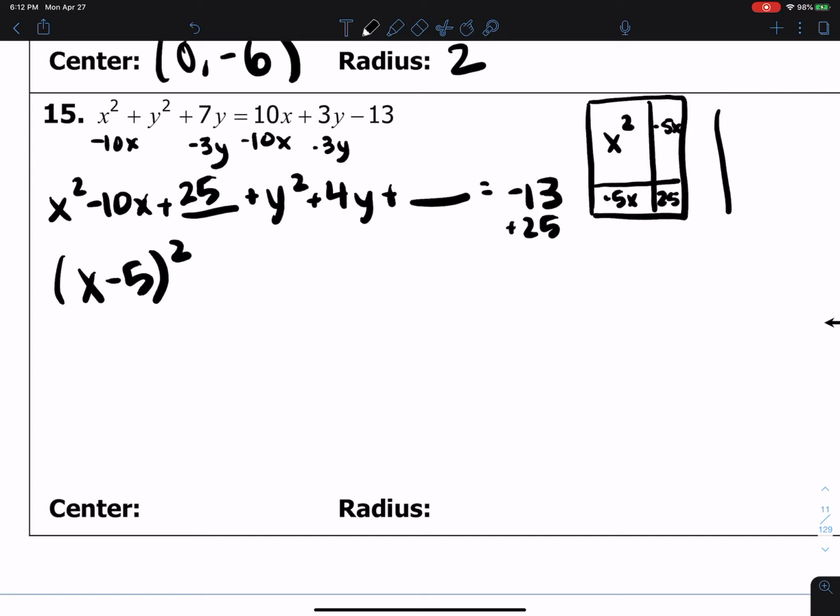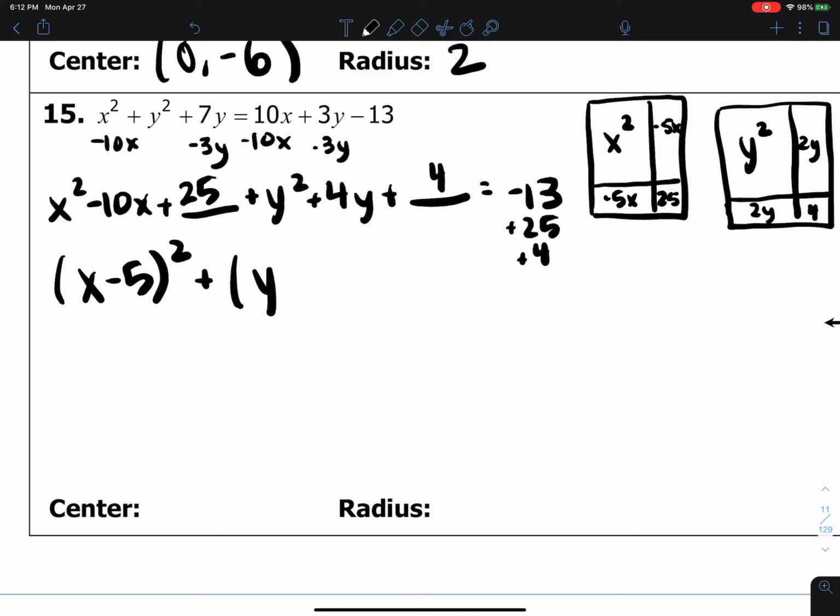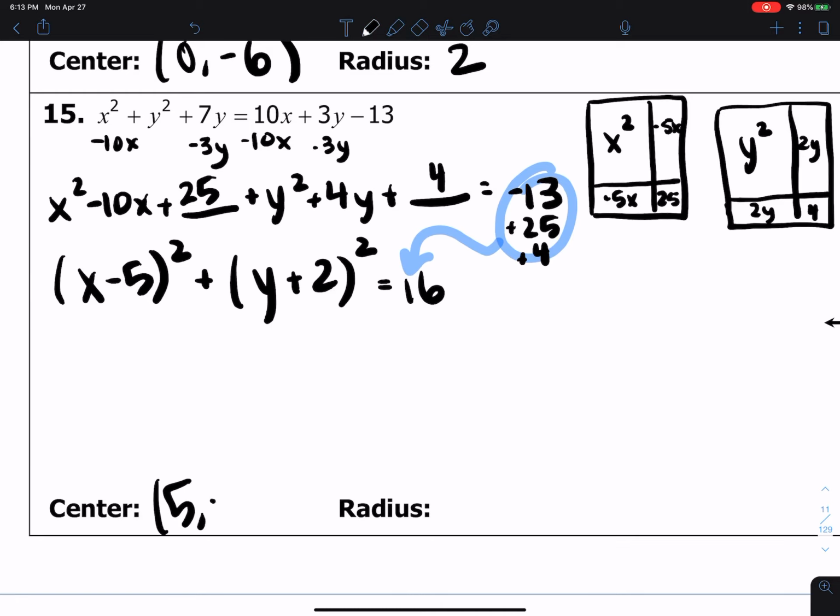And then for the y part, we need to complete the square as well. So we have y squared. 4y means that we have 2y here, which means we're adding 4. And we have y plus 2 squared. And then if we simplify everything here, that is just 16. So the center is at 5, negative 2, and the radius is 4.